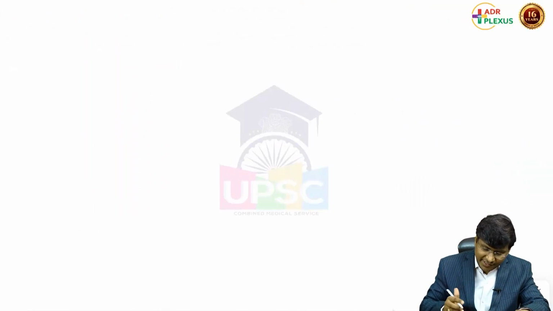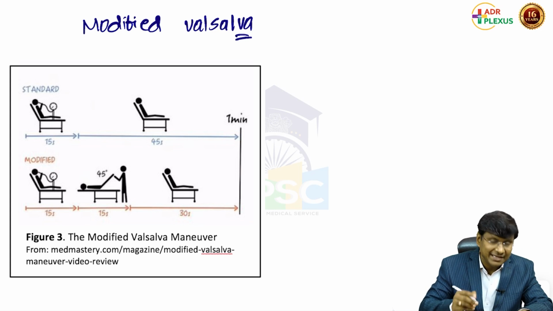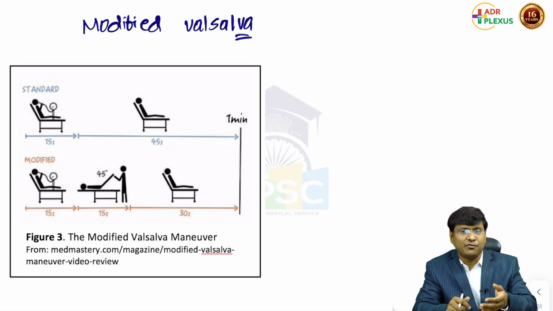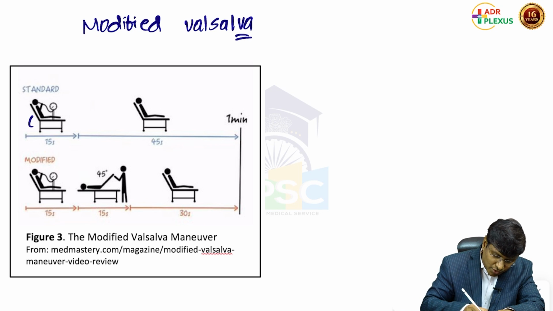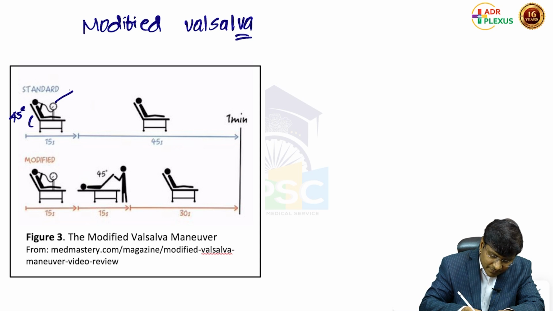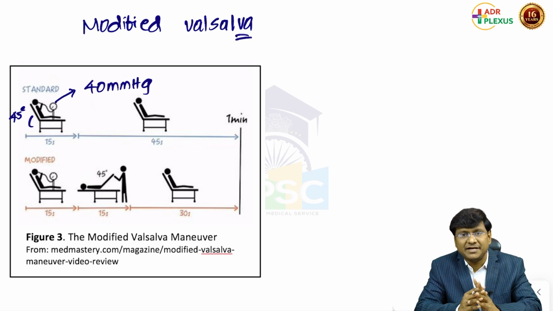The next important one is the modified Valsalva maneuver. This is also a maneuver which will cause the activation of the vagus. Now, how is it performed? It is performed with the patient in a semi-recumbent position. The angle should be 45 degrees. And you need to exert pressure of around 40 millimeters of mercury.